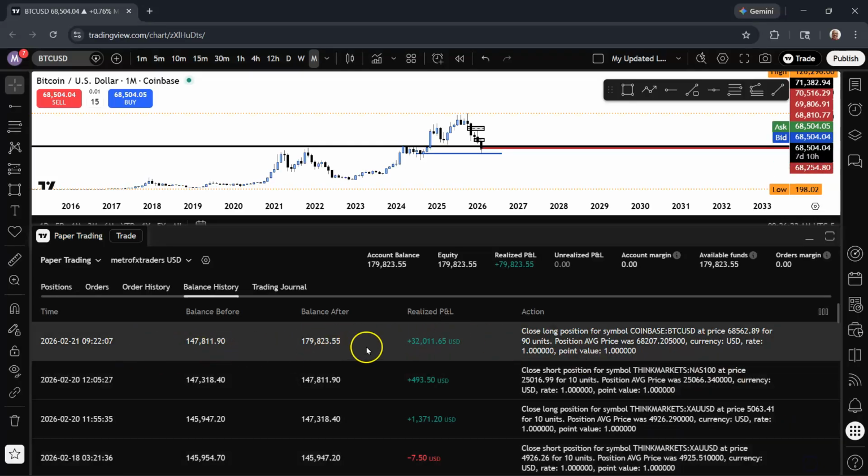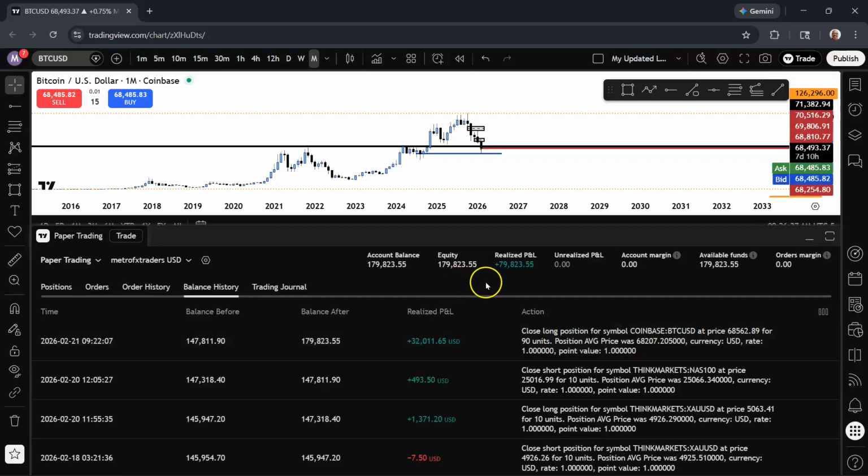I just landed a $32,000 profit on Bitcoin. Now, before you get excited, and I know, is it a real account? No, it's not. It's a paper trade account. It's a mock account. It says paper trade.